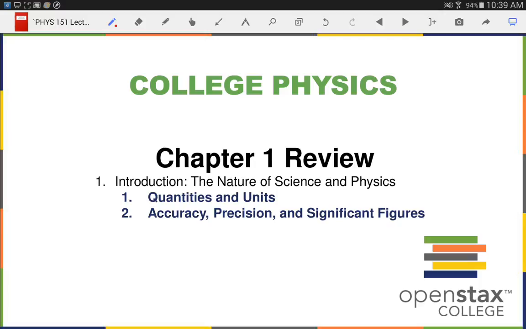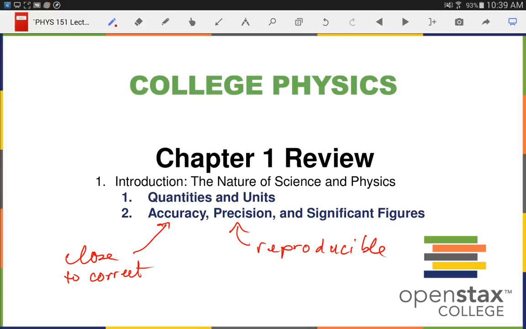Lindsay. Accuracy is when you get it as close to the value it's supposed to be, and precision is when you get it all in the same spot. Okay, that's exactly right. So accuracy and precision, close to correct is accurate.